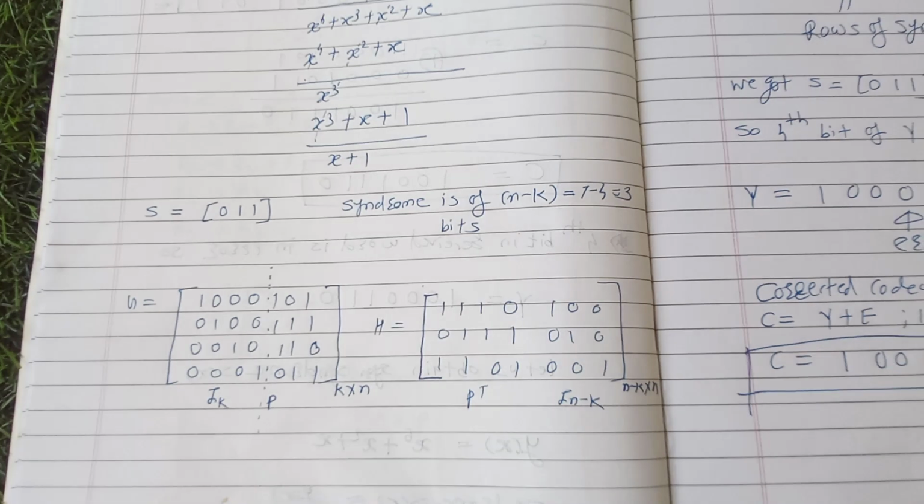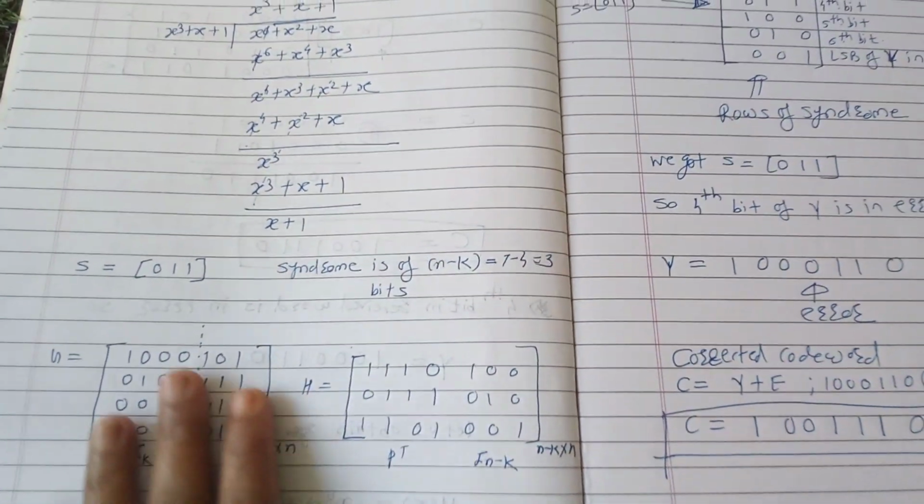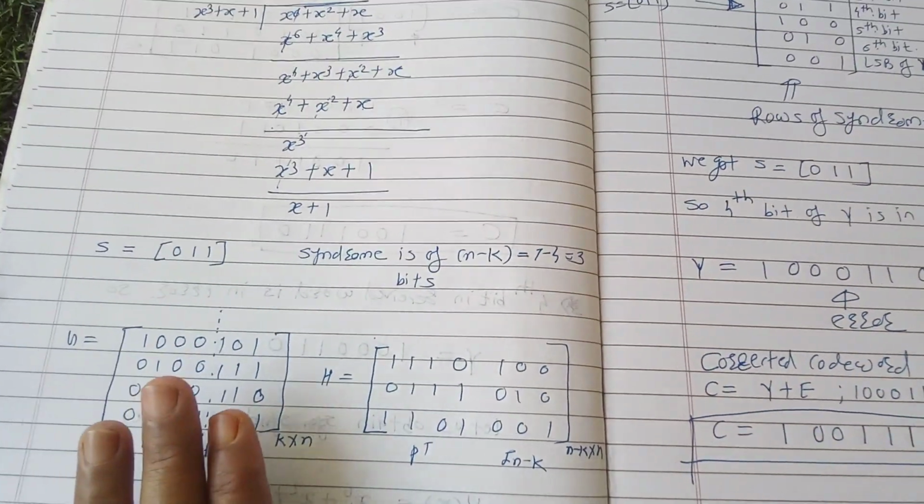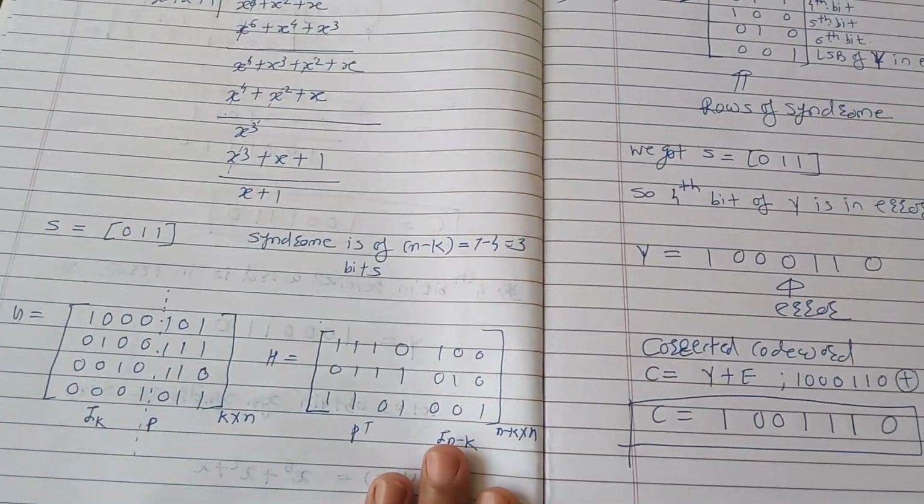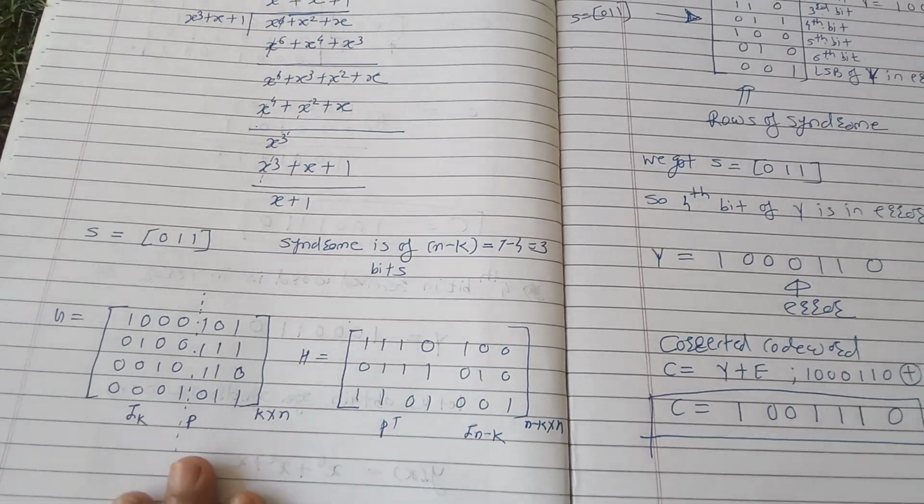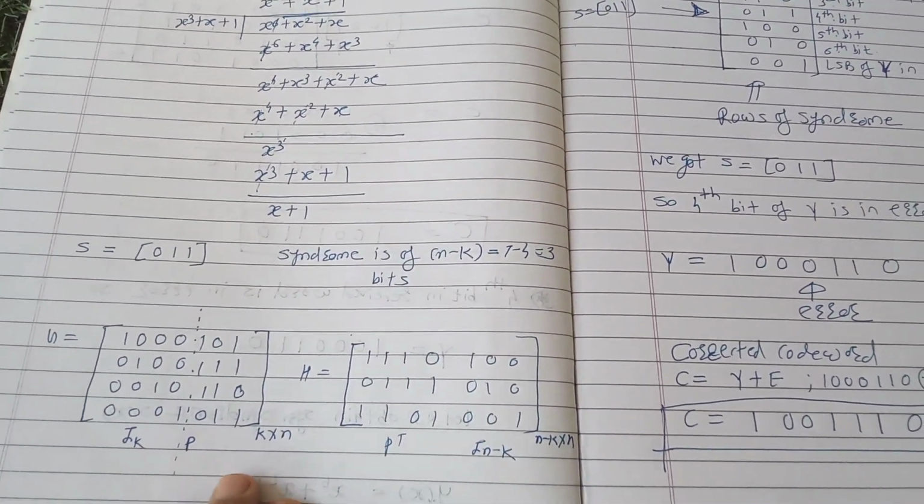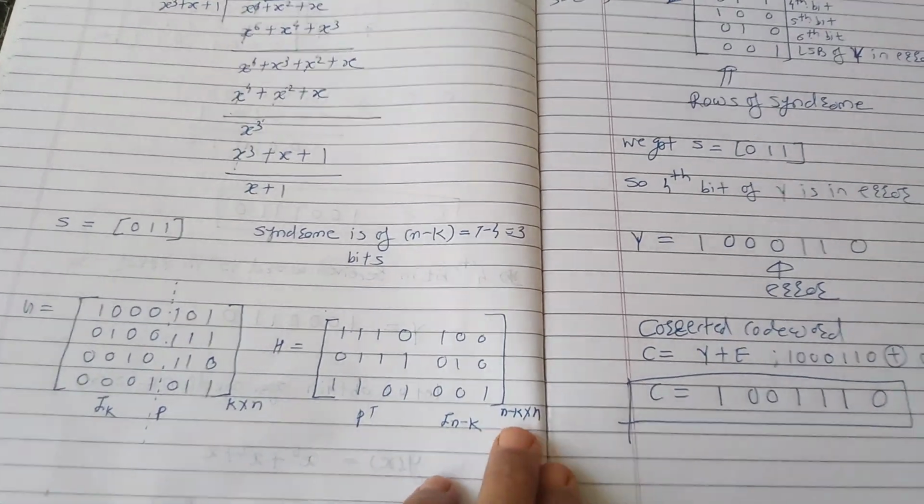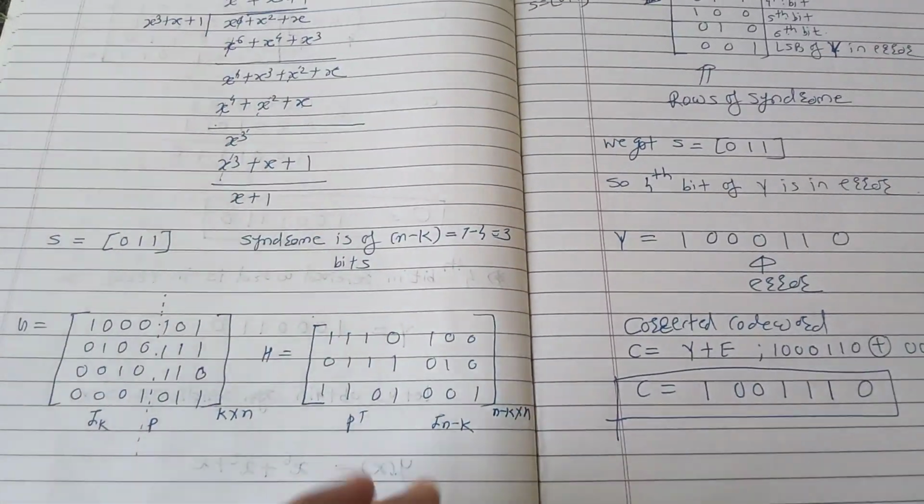So after that, you got the syndrome 0 1 1. From the generator matrix you have to form the parity check matrix. So how to form the parity check matrix? The parity check matrix has the form P transpose, I of (n minus k) into n. This you have to remember.